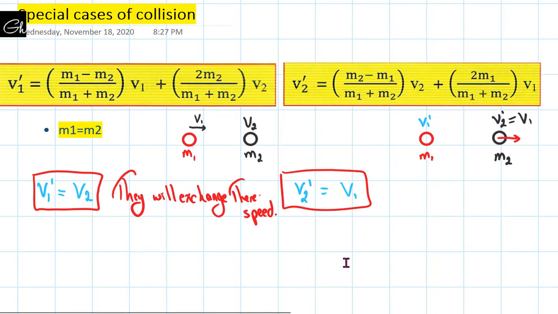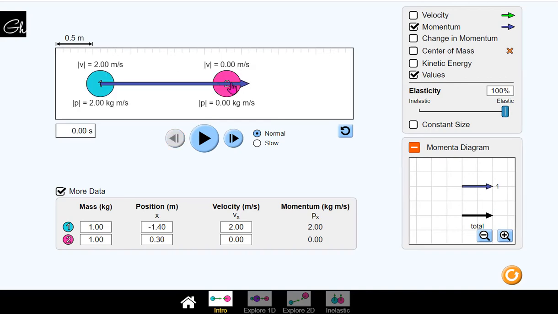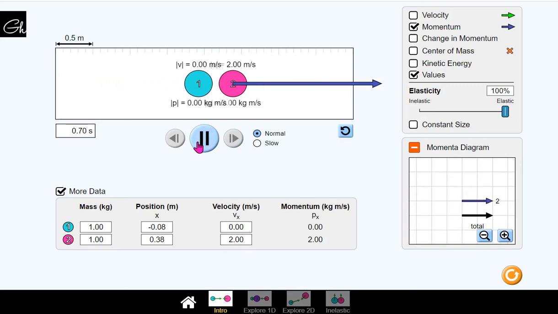Let's prove this directly. Here we have two particles with masses m1 equals 1 kg and m2 equals 1 kg. This particle is at rest. This particle is moving with a speed of 2 meters per second to the right side. As you can see, after collision, particle 1 is at rest and particle 2 is moving with a speed of 2 meters per second. So as you can see, they exchanged their speed.